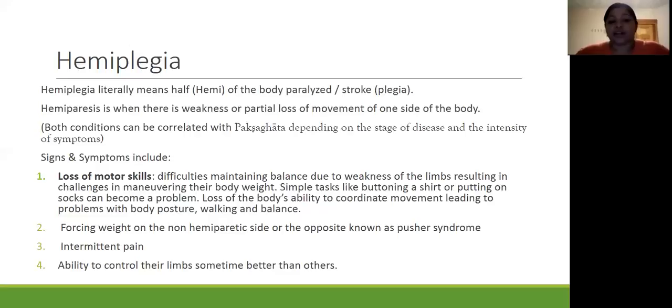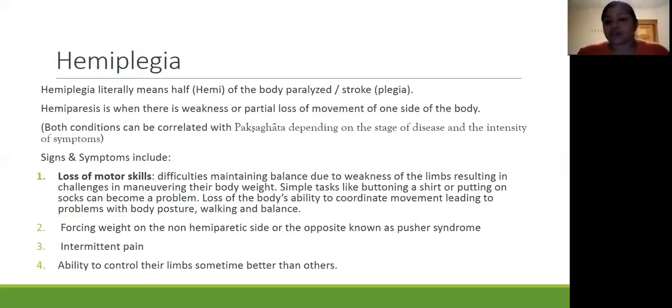Forcing weight on, again, this is exactly what it just described. In certain situations, it may be forcing weight on the non-plegic side, or even there may be situations where they're forcing weight on the plegic side. Now, that again depends on how much strength there is, or how acute the onset of this condition is. Okay? They may also present with intermittent pain, and their ability to control their limbs is sometimes better than others. It's not always the same.